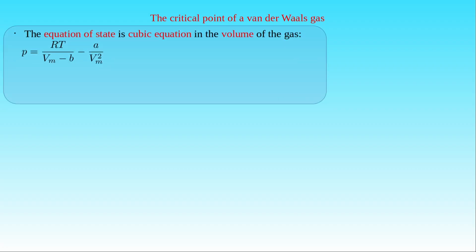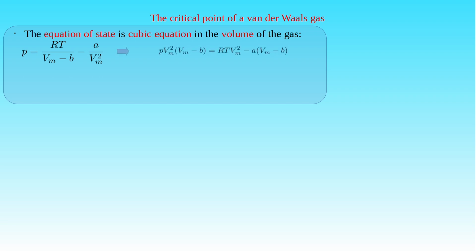We have already seen that the equation of state for a van der Waals gas is a cubic equation in the volume of the gas, which expresses the pressure P of the gas as the gas constant R times the temperature T of the gas over the difference between the molar volume Vm of the gas and the volume correction constant B, minus the pressure correction constant A over Vm squared.